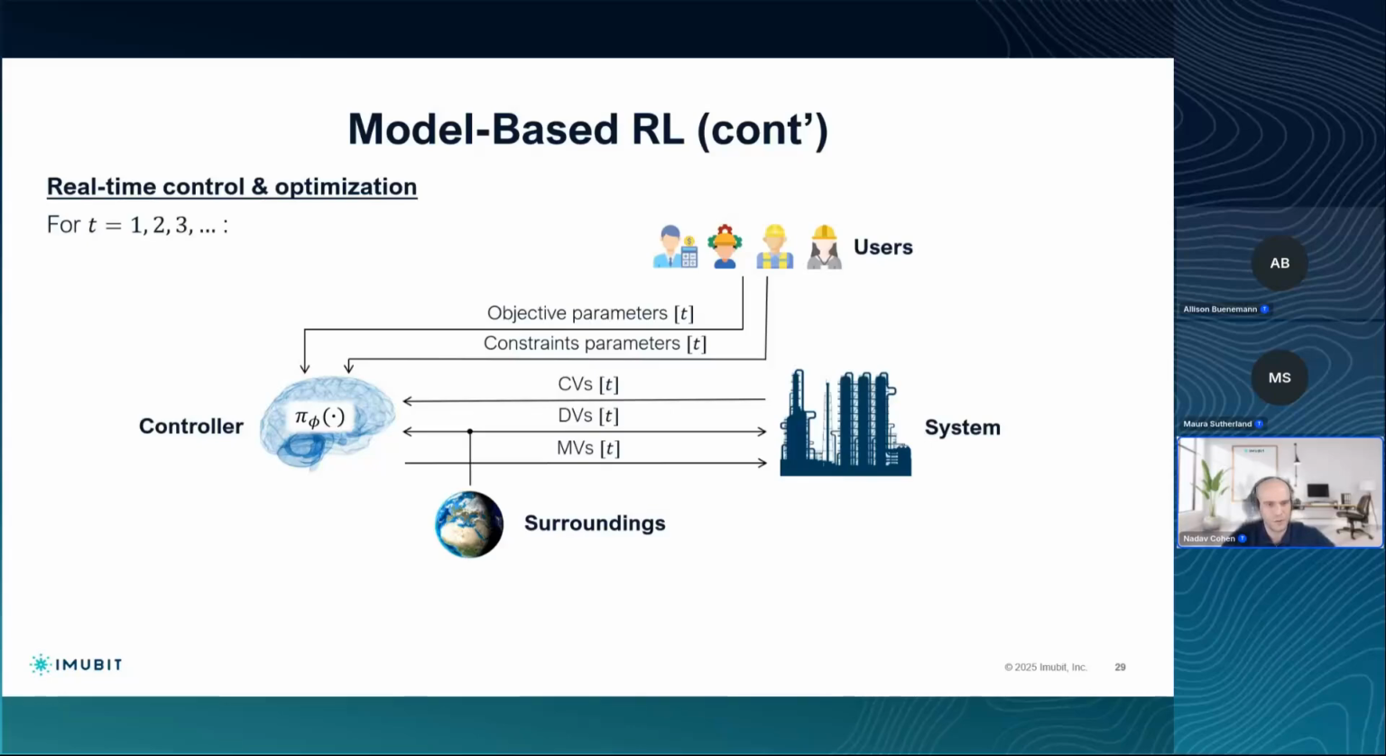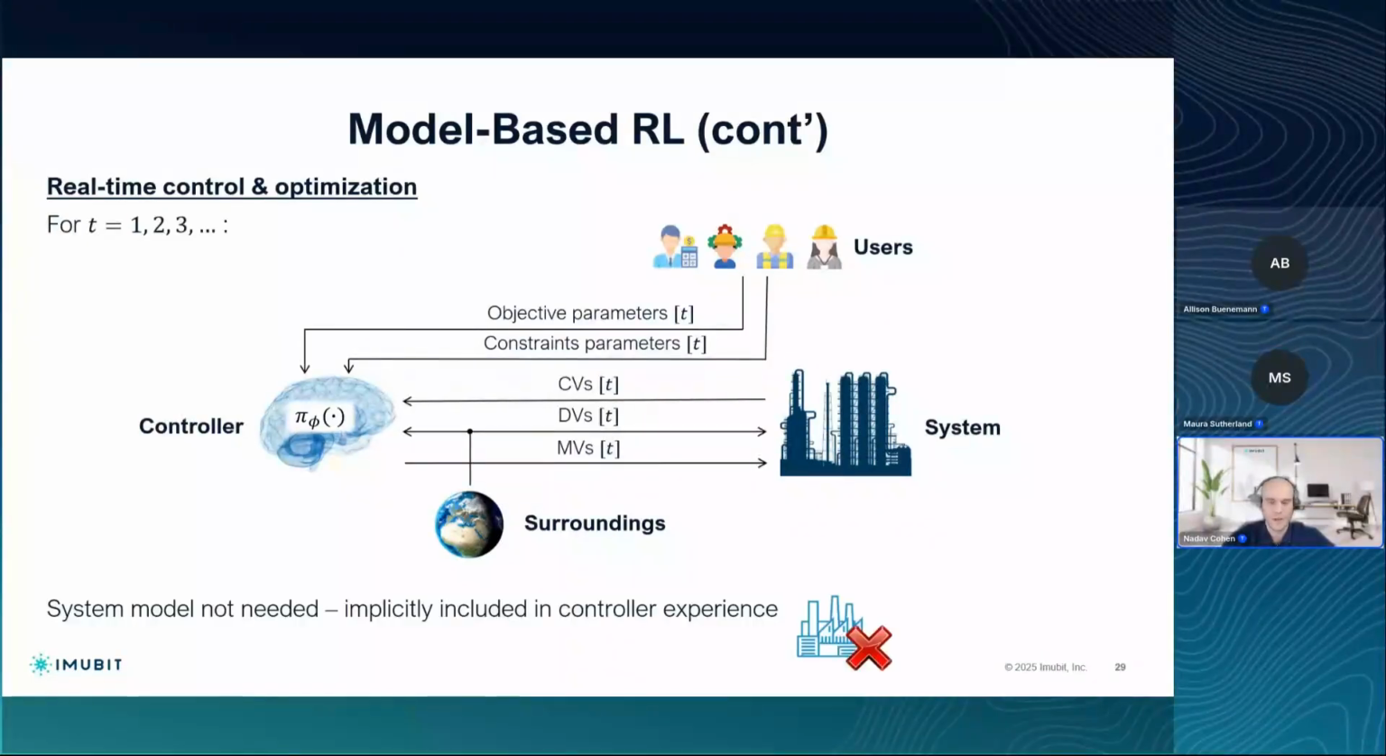You just run the controller once. Notice that there is no system model in this scheme. The system model is not used in real-time control and optimization. That's a very big difference from MPC, where the entire essence of real-time control and optimization is to run a solver using the system model. Here, the system model is only included implicitly in the experience gained by the controller.